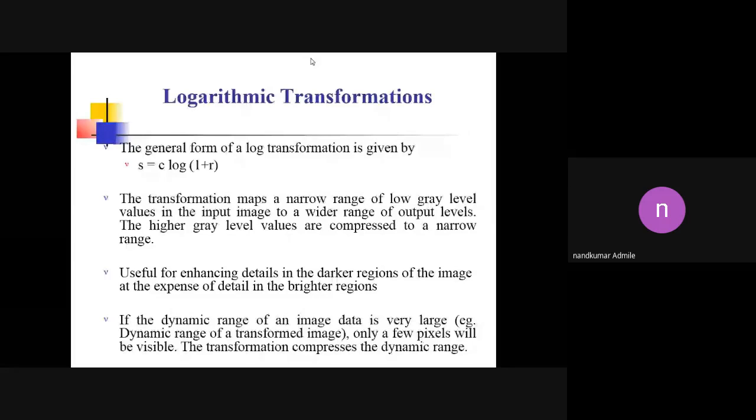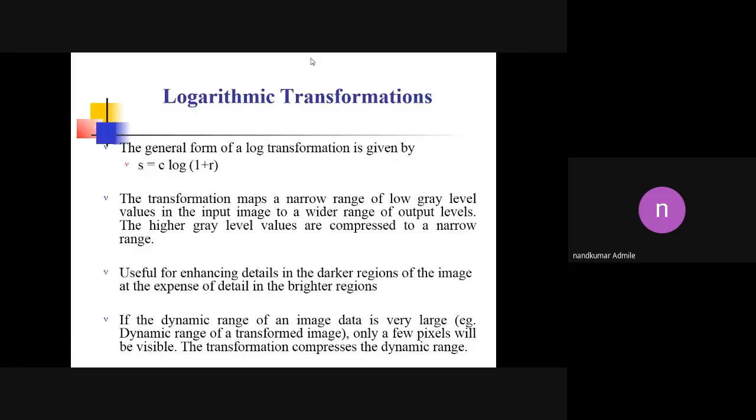Okay. So everyone listen carefully. We'll revise the concept of logarithmic transformation and power law transformation. So basically, what is a logarithmic transformation and for what purpose can we use it? By using logarithmic transformation, we can represent a wider range in a smaller range.